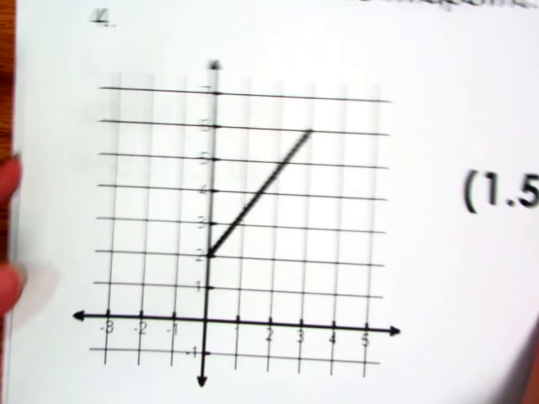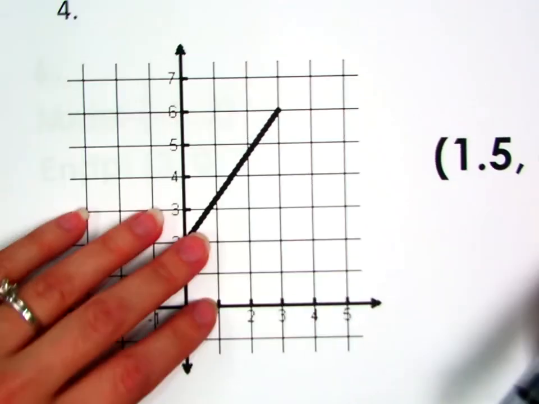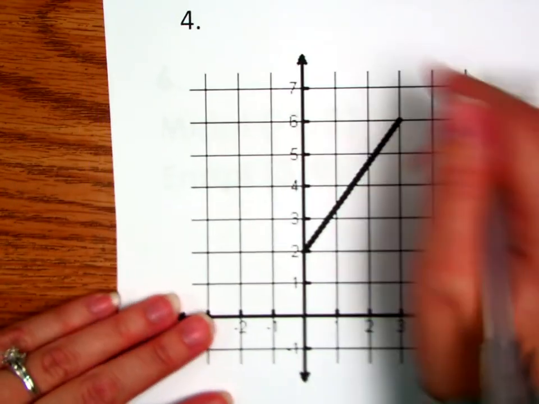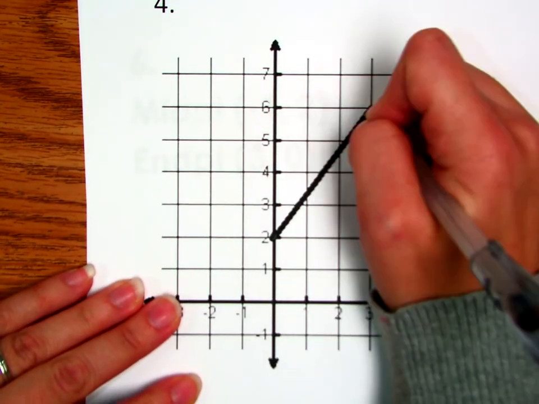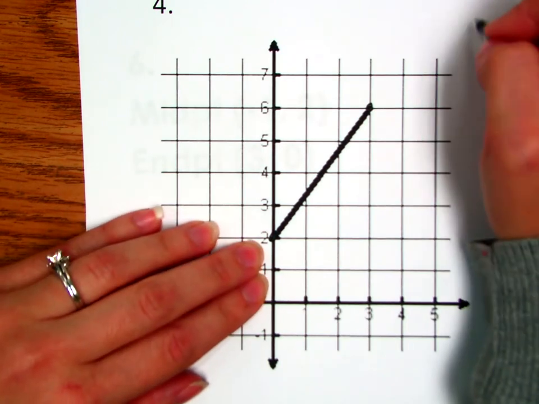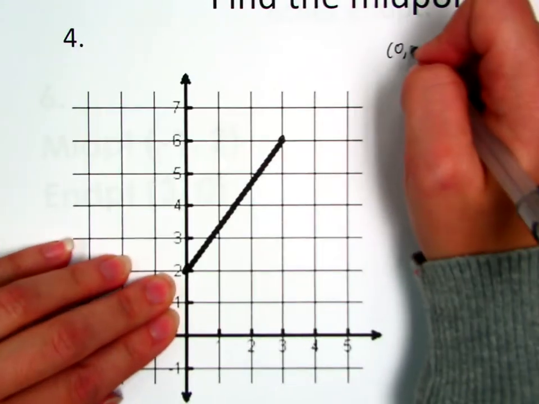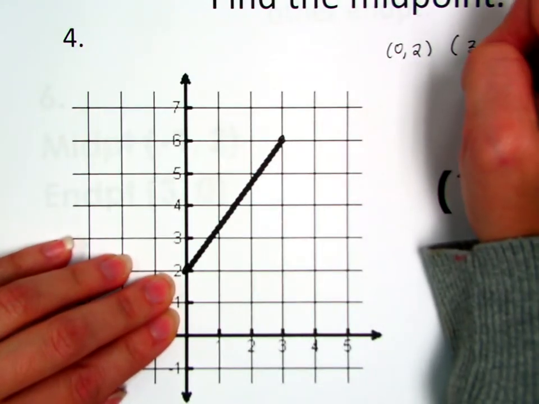This is the lesson on partitioning a segment. We started the lesson with the midpoint formula. To do the midpoint formula, you need to know the two endpoints here. So I have an endpoint at (0, 2), and I have an endpoint here at (3, 6).